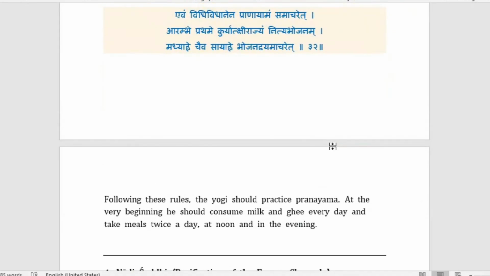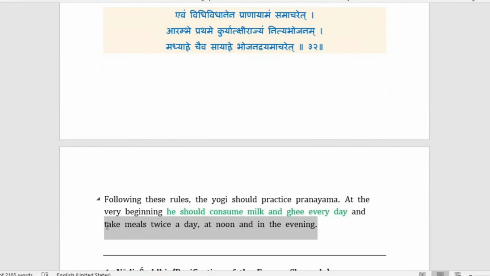Then in the last, before Nadi Shuddhi, he told, following these rules, the yogi should practice pranayam. At the very beginning, he should consume milk and ghee every day, and take meals twice a day, at noon and in the evening.